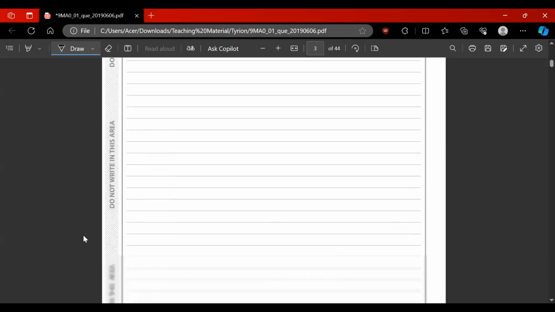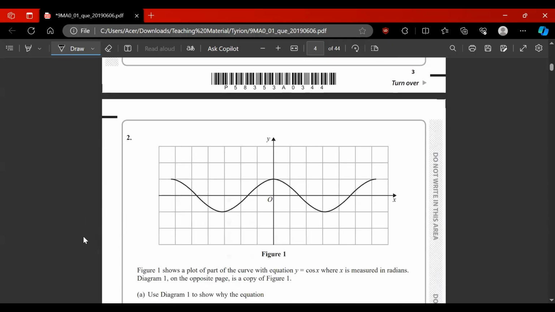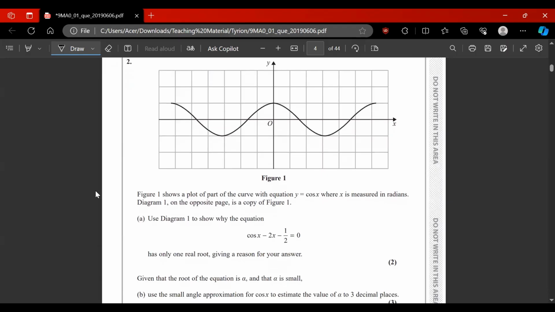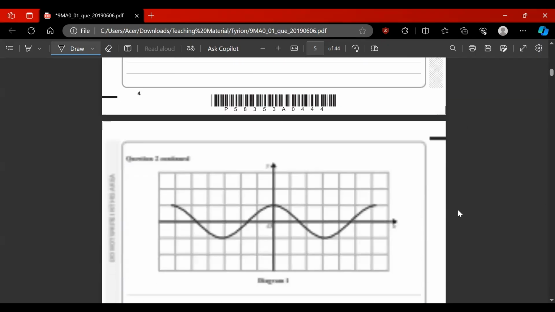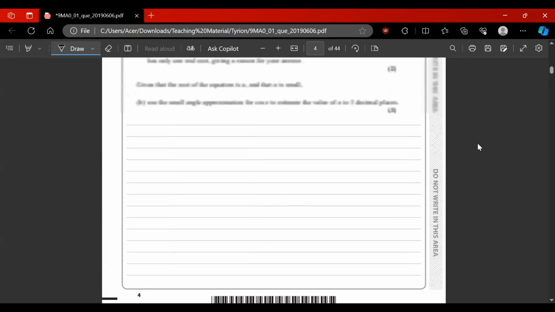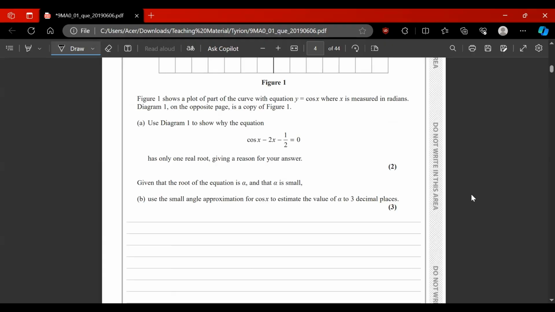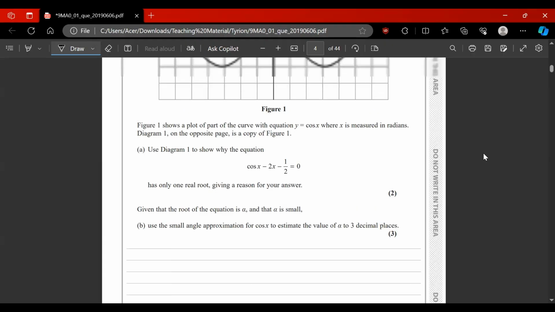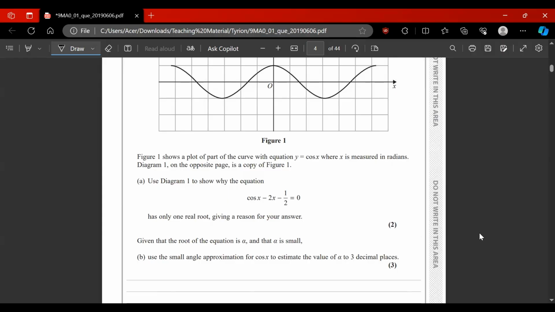Moving on to the second question. Here we have a plot that shows part of the curve with the equation y equals cos x, and x here is measured in radians. There's another diagram on the opposite page. We are asked to use diagram 1 to show why the equation cos x minus 2x minus half equals 0 has only one real root.